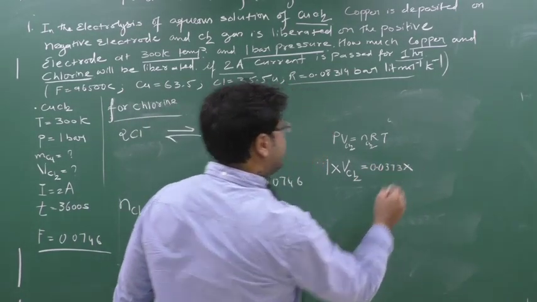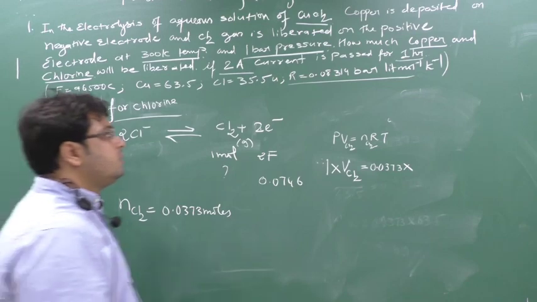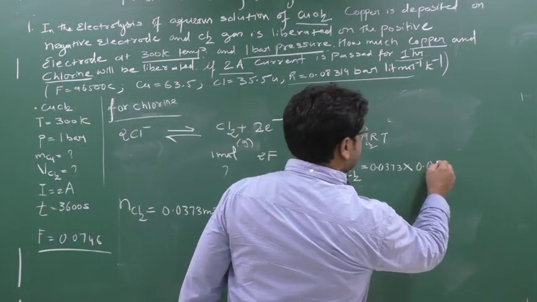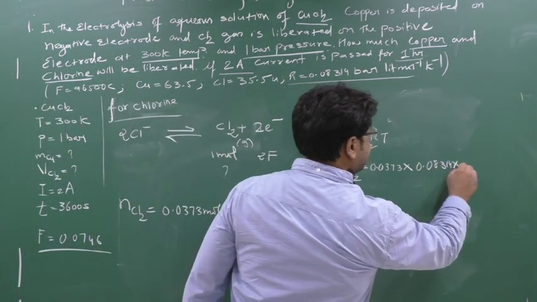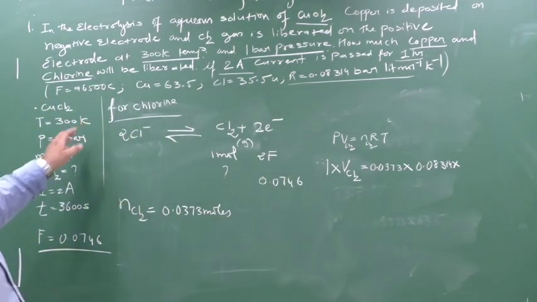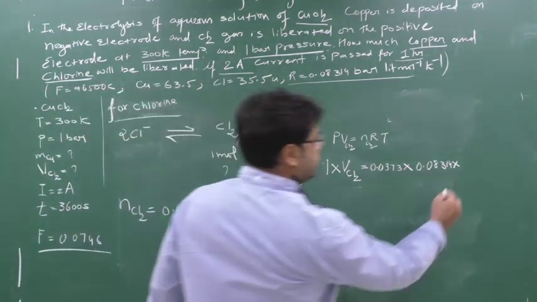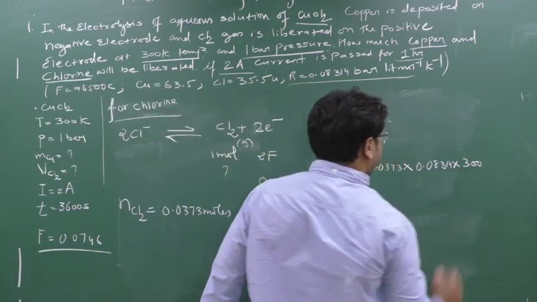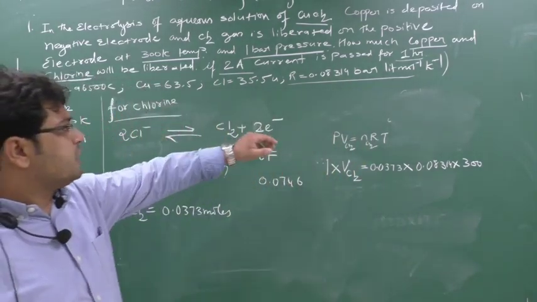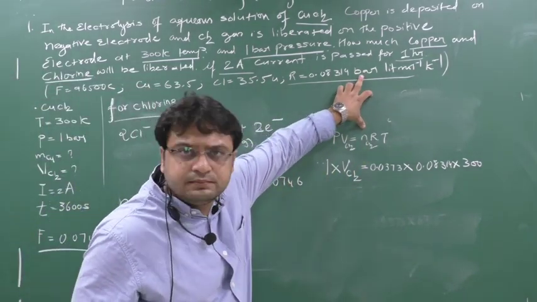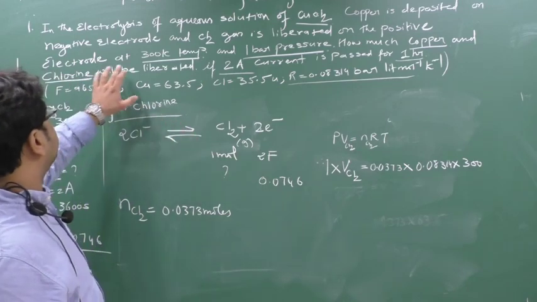0.0373 multiplied by R, how much do I have? R I have 0.08314. Temperature, how much do I have? The question gives 300 Kelvin. Now see here students, very important: a bar they have given R, so pressure also is given in bar.